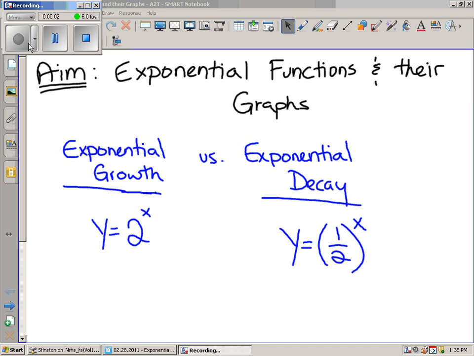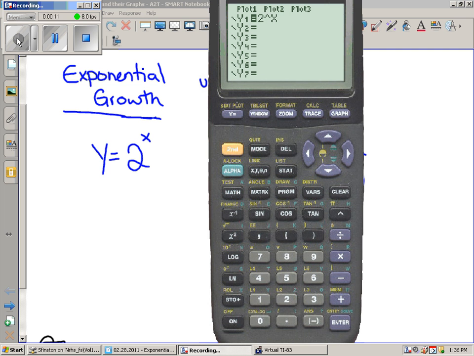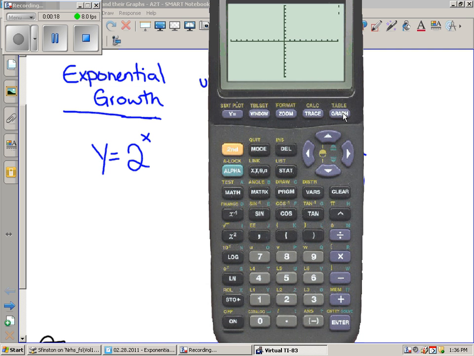So today we're talking about exponential functions and their graphs, and we're going to talk about two types, exponential growth and exponential decay. Let's take a look at what each one looks like in our calculator, and we're going to draw a quick sketch of that. So here we go. We're going to plug y equals 2 raised to the x into our calculator, and we're going to take a look at what the picture looks like.